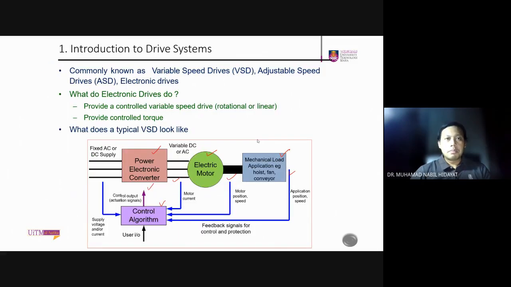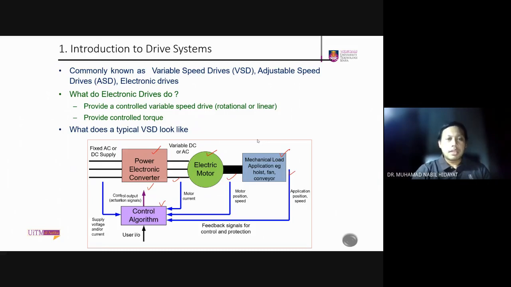So you all know what is a drive system. It's commonly known as a VSD, variable speed drive, also known as an adjustable speed drive, or simply electronic drives. And what does it do? It provides a controlled variable speed drive, either a rotational or a linear drive. And also it provides controlled torque. So you have two items that you measure in a basic electronic drive, that is the speed and also the torque.